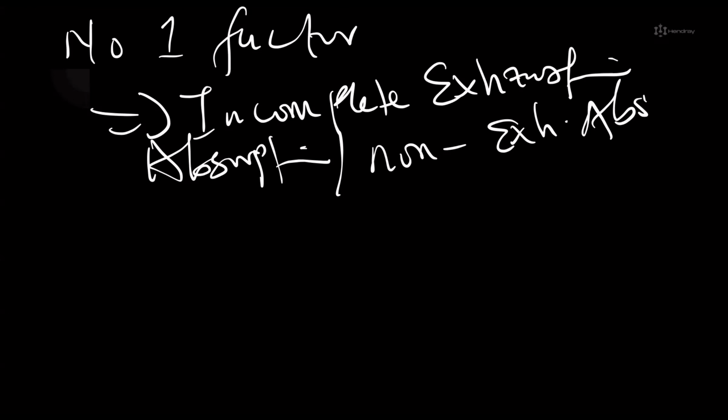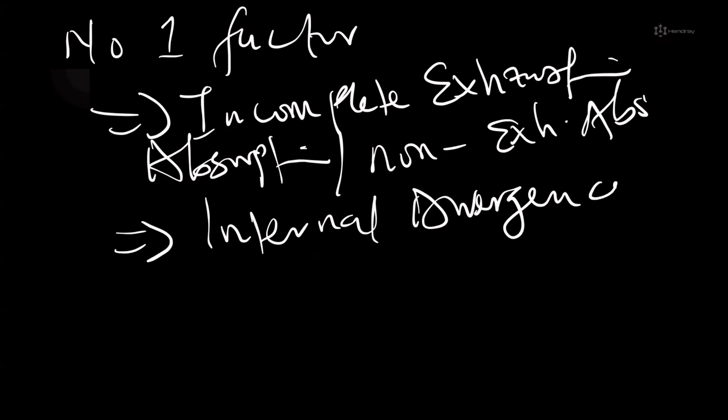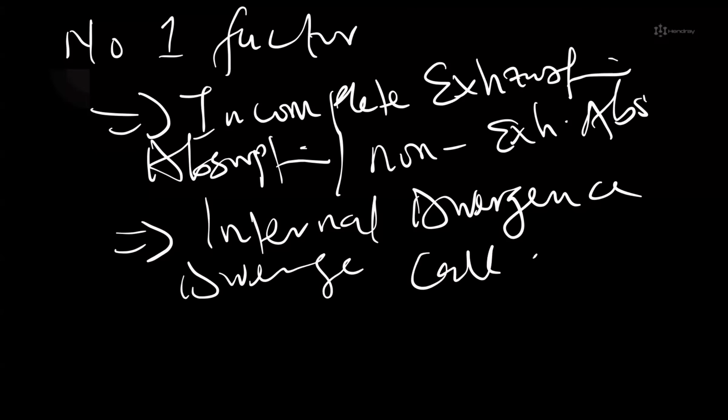So what do we mean by that? Let's say, for example, I have my passives. Let me list the number two, because they have to work hand in hand. You cannot do one without the other, except if you want to blow money. So the second one is internal divergence call. Incomplete exhaustion absorption. Then what else to check is internal divergence call.